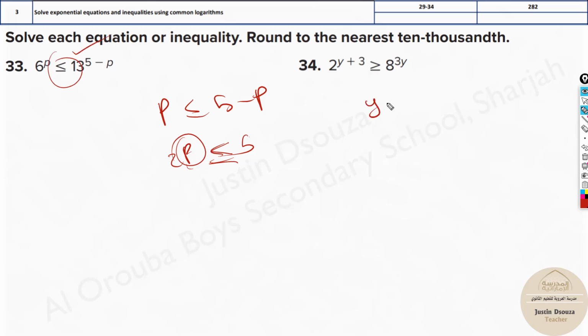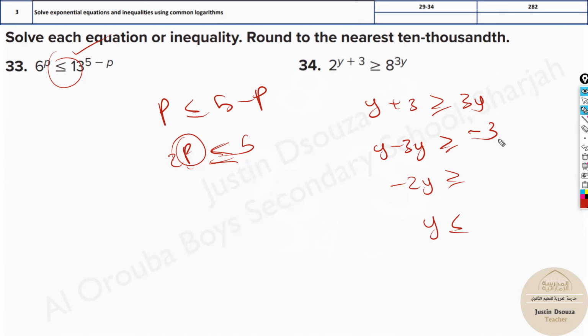But here what's going to happen, 5y plus 3 greater than or equal to 3y. See, now this goes to the other side and it becomes 5y minus 3y greater than or equal to minus 3, and this sign needs to change because it's negative y, right? To make it positive, it will be less than.